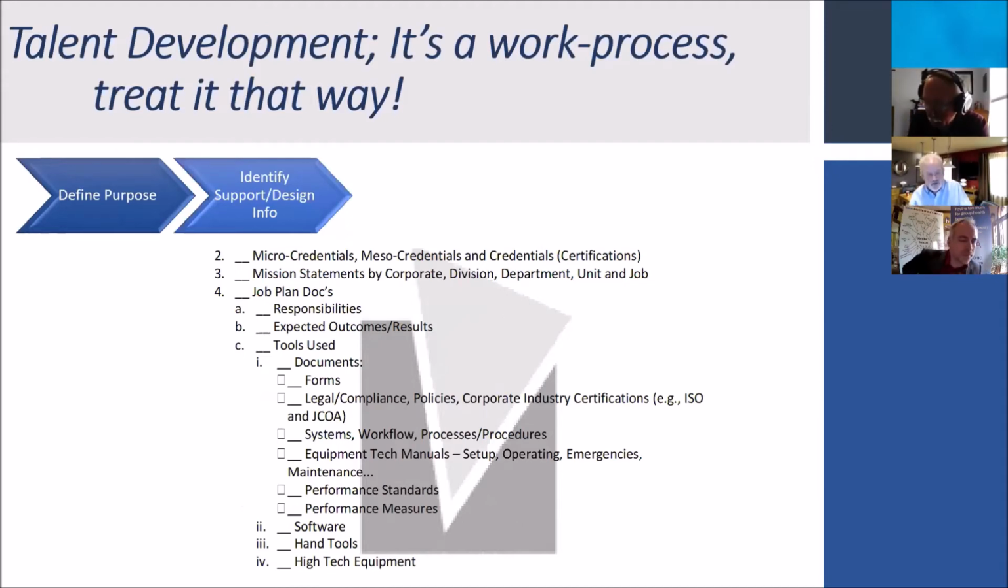Identify support design info. I've got a partial list here. I have like 4 pages of this kind of stuff. I could put you to sleep real quick with that. Anyway, we've got things like micro credentials, the different levels of credentials. We've got mission statements. We've got job plan documents, otherwise known as job descriptions, a variety of things. What are their responsibilities? What are the expected outcomes? What tools do they use?